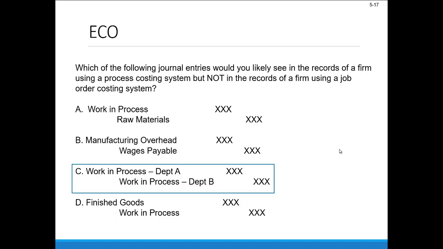So the correct answer there is C. Remember, in our job order costing system, we only had one work in process account. In our process costing system, we're going to have multiple accounts for work in process. We're going to have one for each processing department. So we will be moving goods from one department to the next as each department finishes its work on the individual units of product.